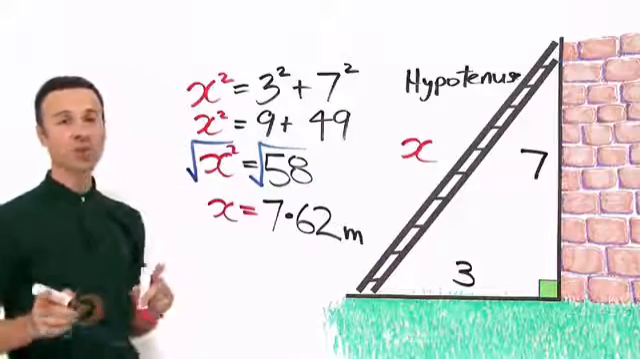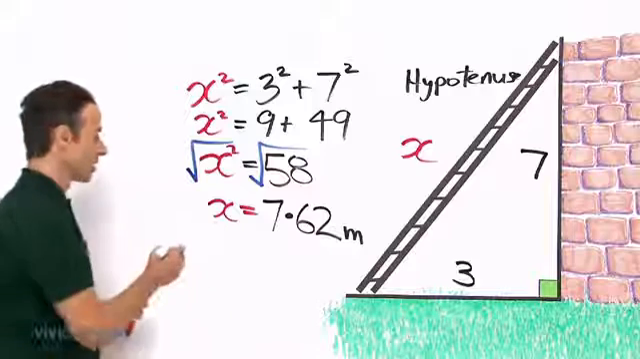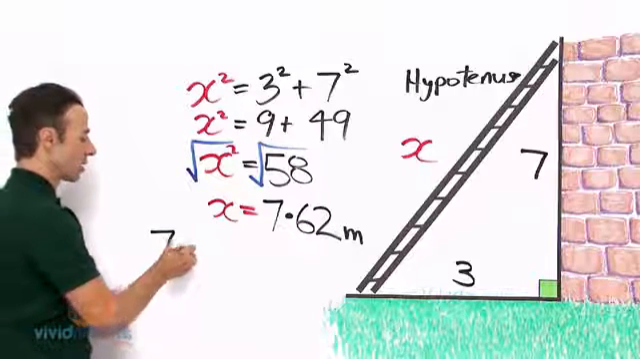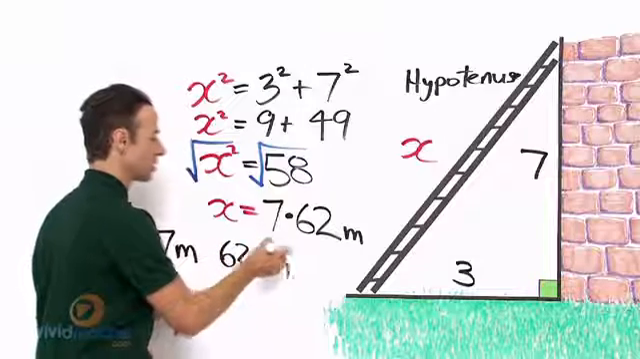So the question also asks us to write it to the nearest centimeter. So we would write it like this. It's 7 meters, 62 centimeters.